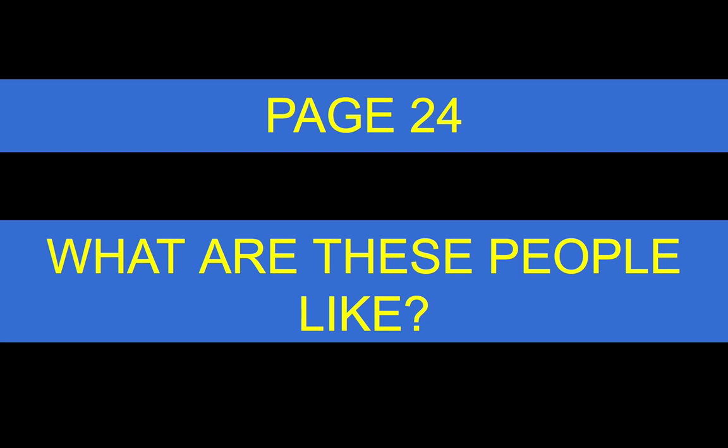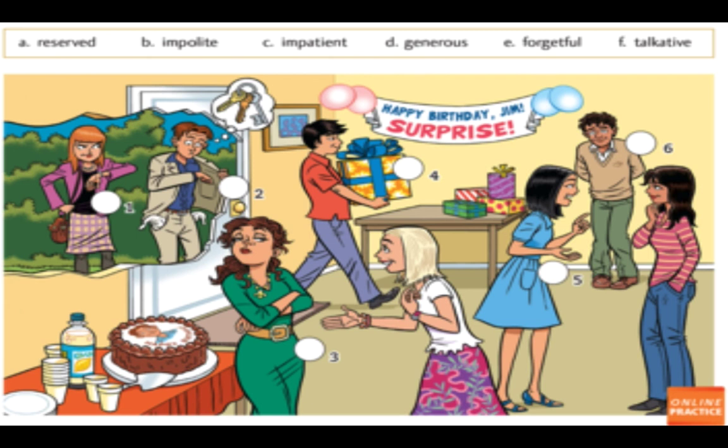If you look at page 24 first, you can see a picture. In this picture there is a party. Whose party is it? Let's see. I can see 1, 2, 3, 4, 5, 6, 7, 8 people. And it says, Happy birthday, Jim. So Jim is a man's name, so it's not a woman's birthday party. Whose birthday is it? Is it his birthday?